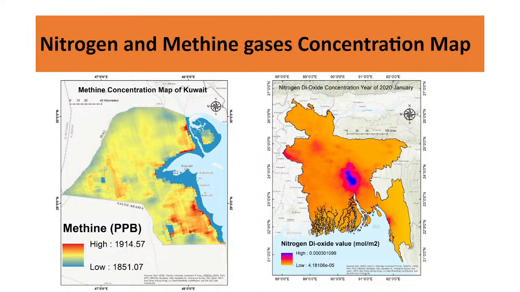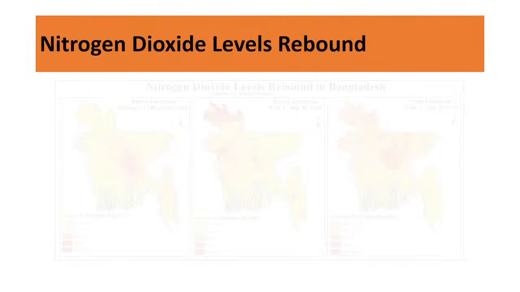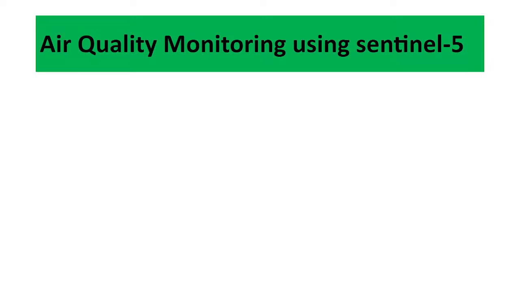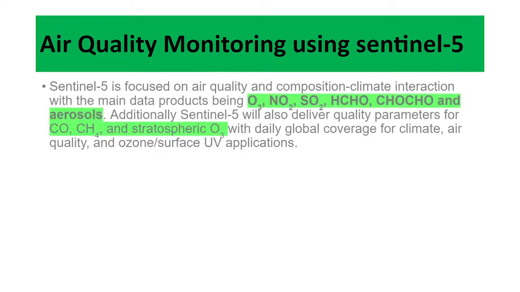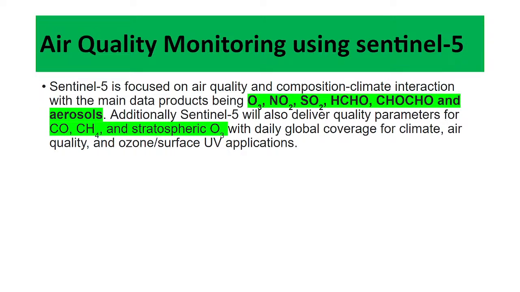Using the ArcMap software we just created all of those maps, but our main data analysis we did using the Google Earth Engine platform. This time we are mainly using air quality monitoring from the Sentinel-5 satellite imagery. From this Sentinel-5 satellite imagery, we can easily access different data products such as ozone, nitrogen dioxide, sulfur dioxide, formaldehyde, aerosol, carbon monoxide, and methane. All of those gases we can easily access from that Sentinel-5 satellite imagery.